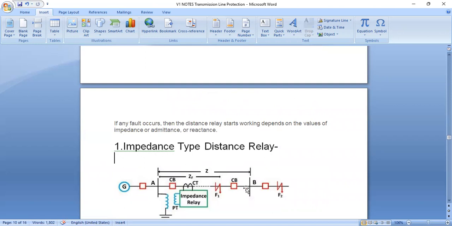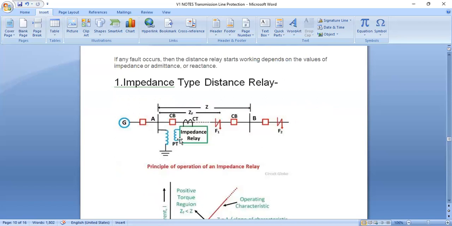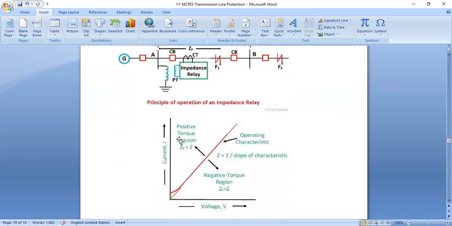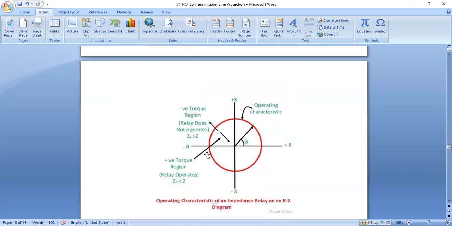So first is the impedance type distance relay. First, you should know the working of this impedance type distance relay. What is the meaning of the impedance type of relay? This is the basic working principle of the distance relay, shown as a block diagram, and there are two major parts: first is the current versus voltage characteristic, and second is the R-X diagram.